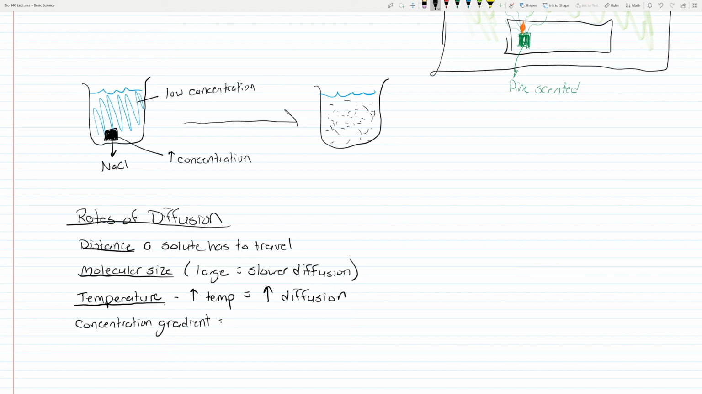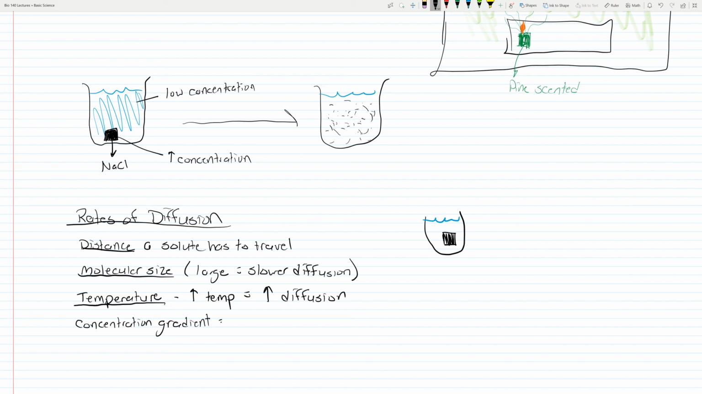Okay, now the concentration gradient is this. Let's just say I have a block of sodium and a glass of water that has nothing else in it. Okay, that's going to dissolve very quickly. It's going to dissolve very quickly because it is an incredibly high concentration gradient. Okay, we've got a very concentrated sodium chloride going into a solution that has no sodium chloride. So that's going to be a very high gradient.